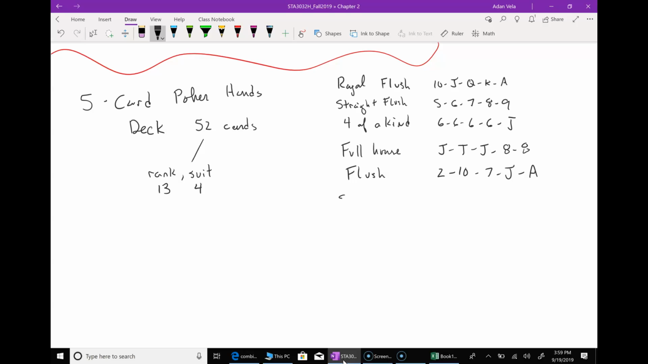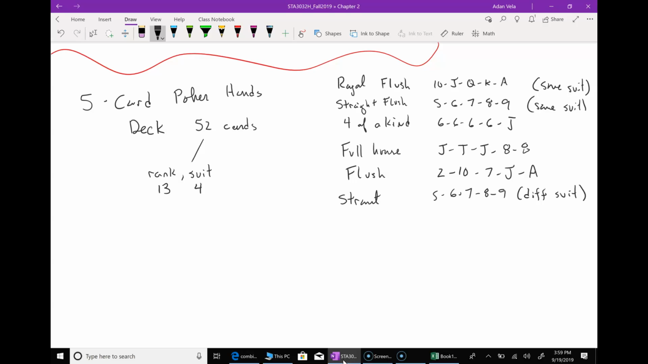After a flush, we have a straight, which again, it's just a sequence of cards, an ordered sequence, but they can be different suits, or they are different suits. They have to be. Okay, because if they're all the same suit, then you'd have a straight flush.